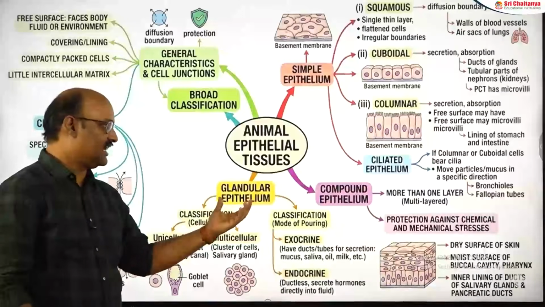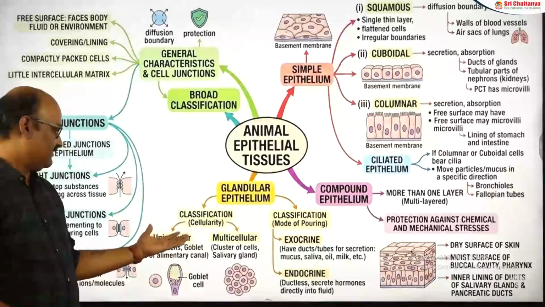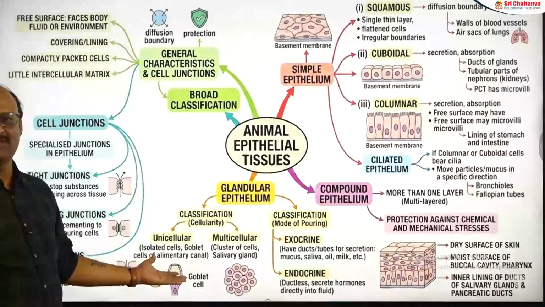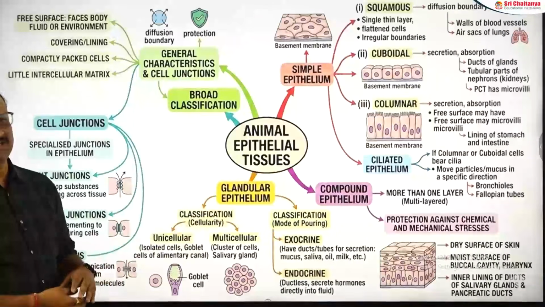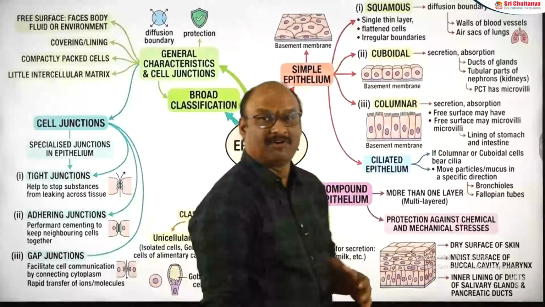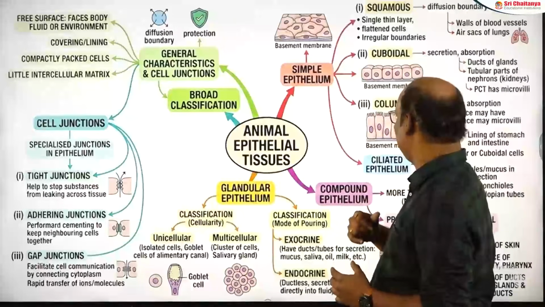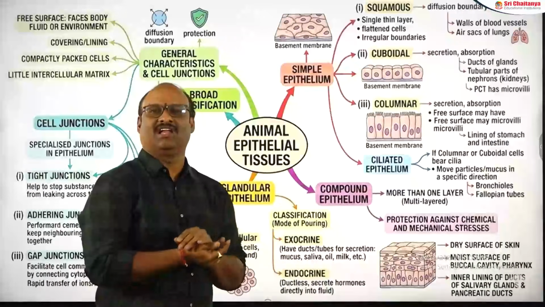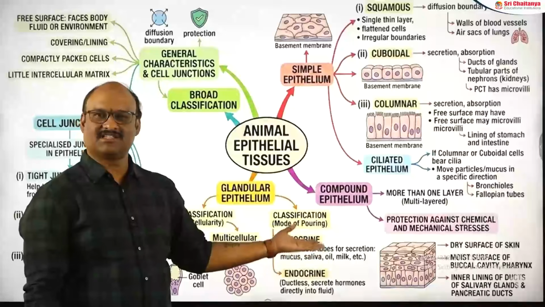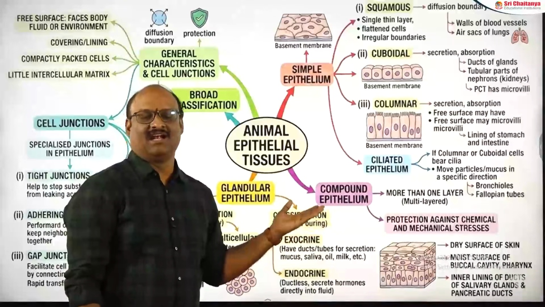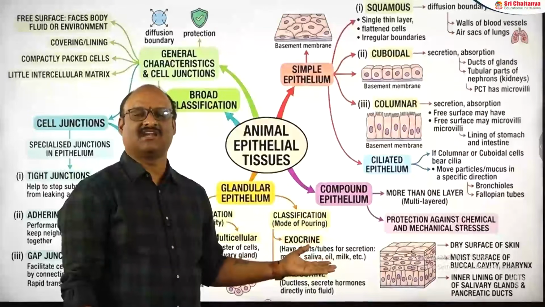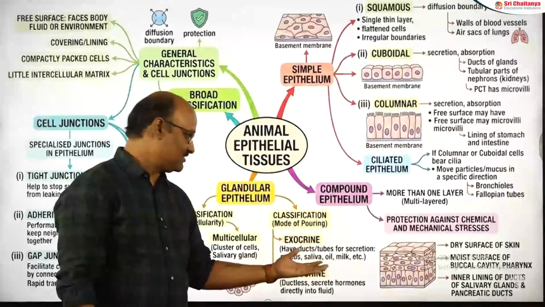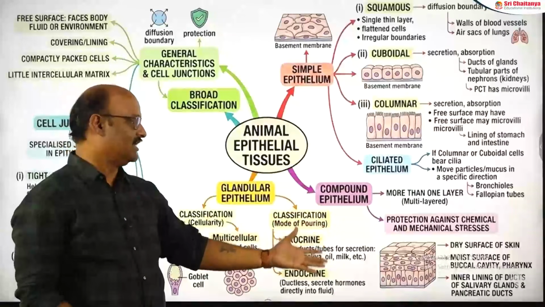Now next comes the glandular epithelium. In this we have different types like unicellular and multicellular glands. Unicellular glands are made up of a single cell, nothing but goblet cells. Multicellular glands are made up of clusters of cells, for example salivary glands. And based on the mode of secretion we have exocrine glands and endocrine glands. Exocrine glands secrete their substances directly into ducts, and endocrine glands secrete their substances directly into the blood, nothing but the hormones. Exocrine secretions are enzymes, earwax, mucus, saliva, oil, milk, etc.